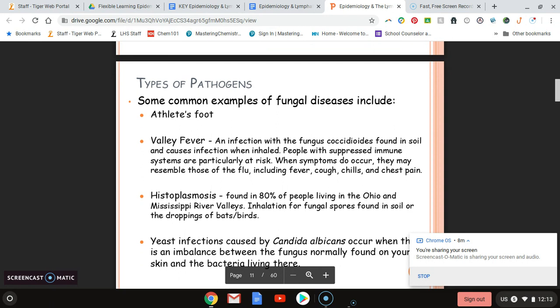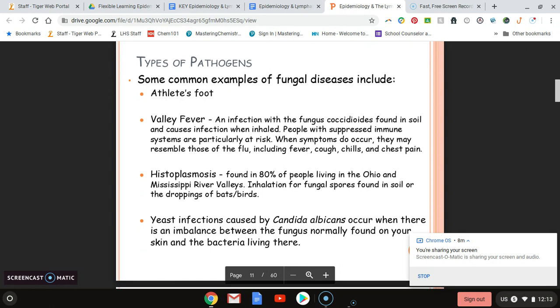Histoplasmosis, I read that about 80% of the people living in Ohio and Mississippi Valley have histoplasmosis, and it's the fungal spores that you see in soil or birds that people inhale. And then obviously the types of yeast infections.